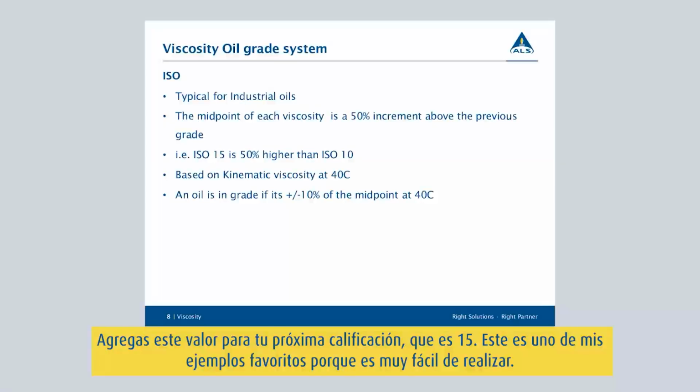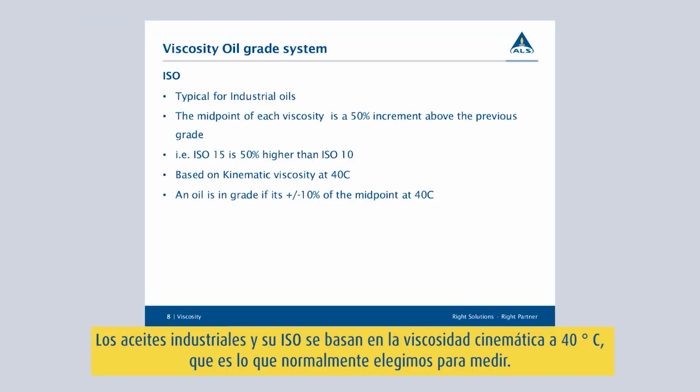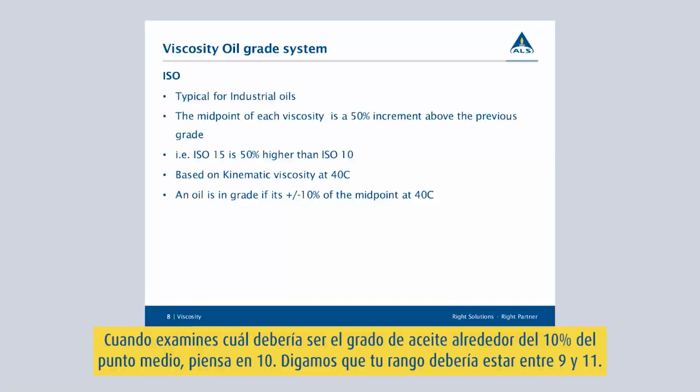It's very easy math. For your industrial oils and your ISOs, it's based on kinematic viscosity at 40 degrees C. That's typically what we choose to measure it at. And when you're looking at your oil grade range, it should fit within plus or minus 10% of the midpoint. So we once again look at ISO 10, where 10% is 1, so your range should be somewhere between 9 and 11.